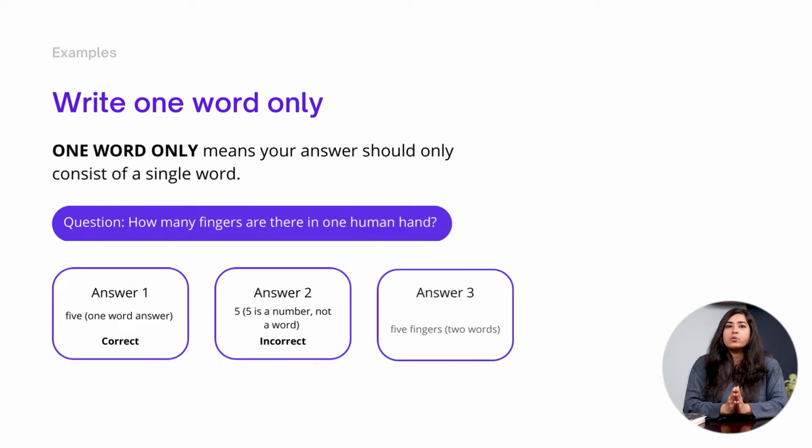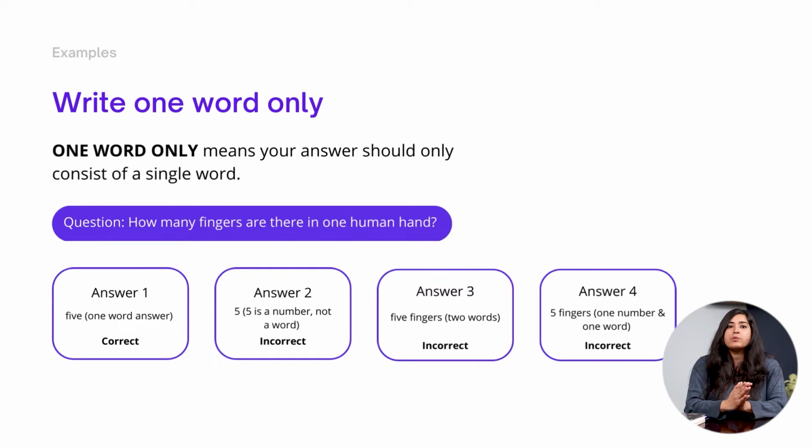Writing 5 fingers would also be incorrect. Even though it's words and it is the correct answer, it has 2 words. Also, if you write a combination of numbers and words, it will be marked incorrect.